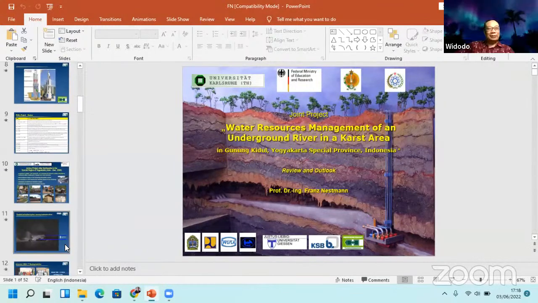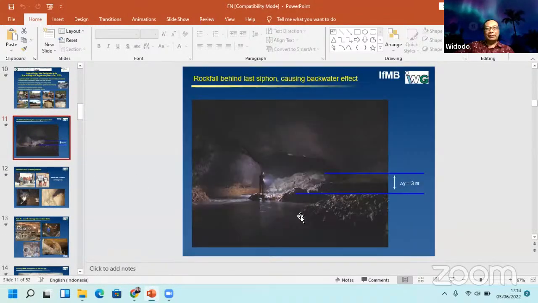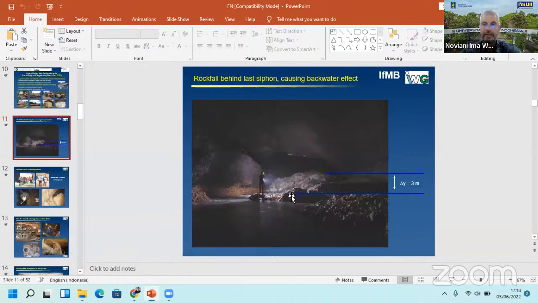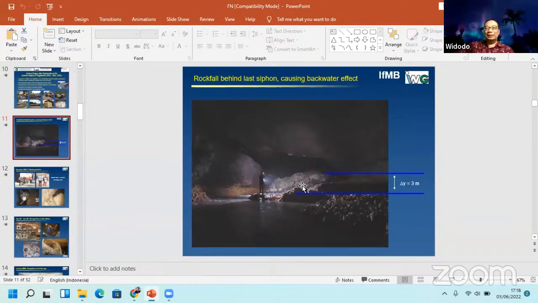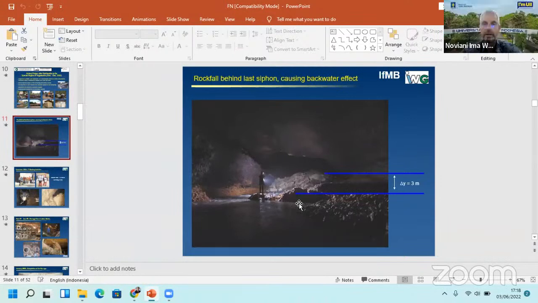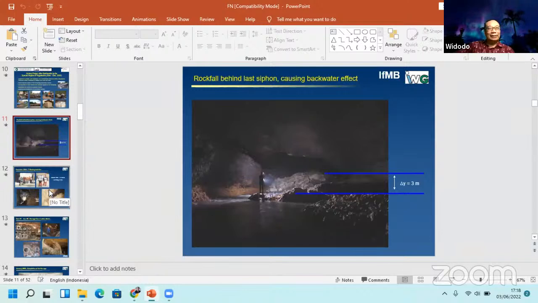So this is the example of earthquake. You see, the impact of earthquake. Oh wow! The rock was like that, and then kind of blocked the water. Wow! They block the water.